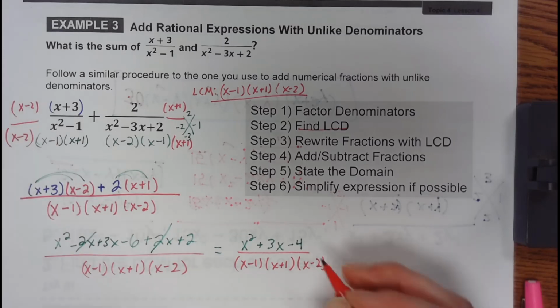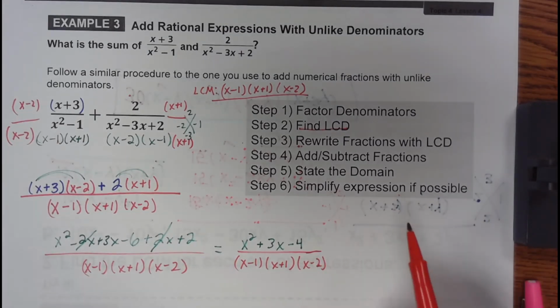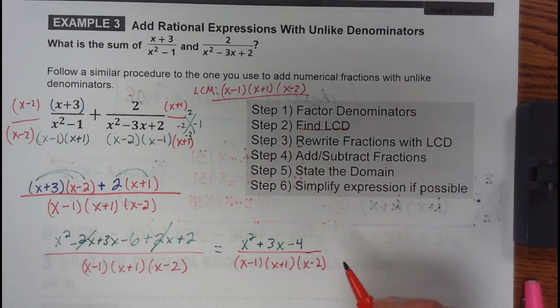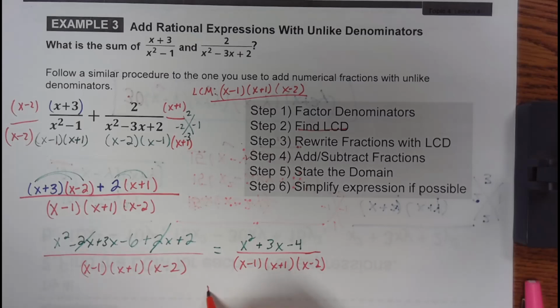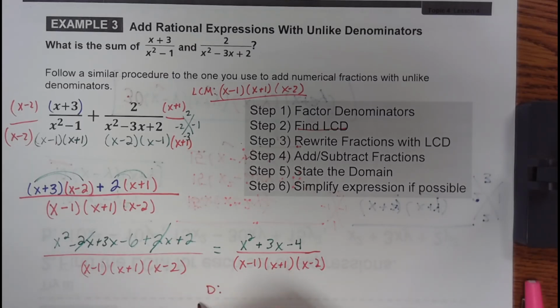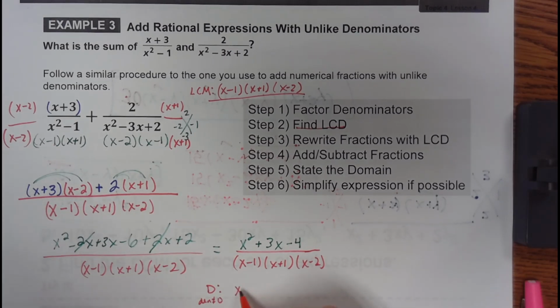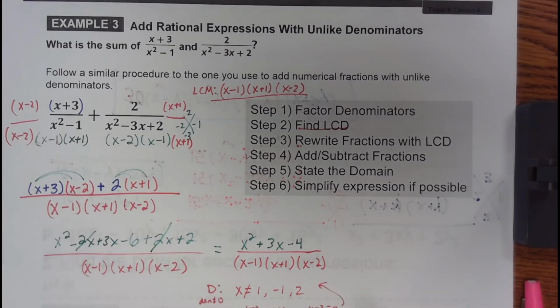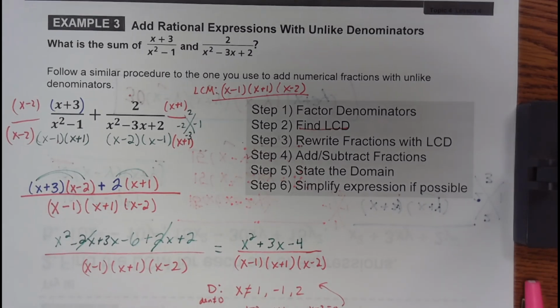Okay, so we now added and subtracted our fractions. Step 4. What we want to do now is state the domain. Where is the denominator? We cannot have it equal to 0. So that is when x cannot equal 1, negative 1, or 2. Right? Because we would set those all equal to 0. I'm giving you time to write that down.